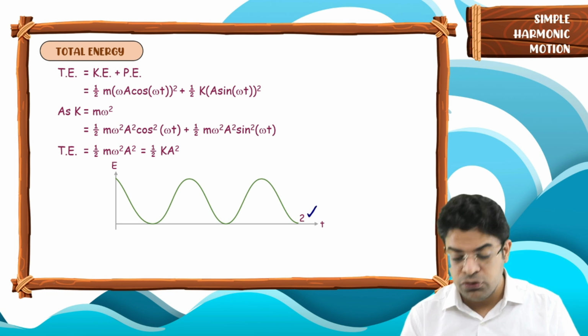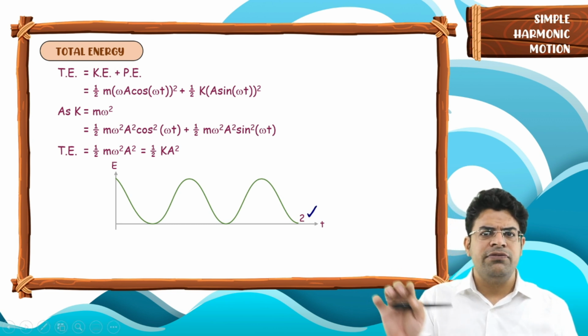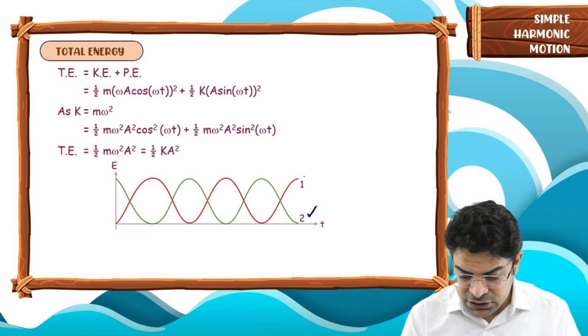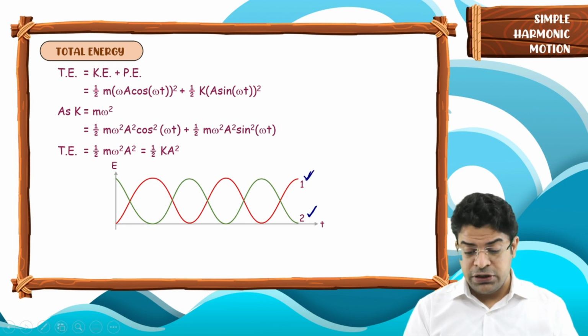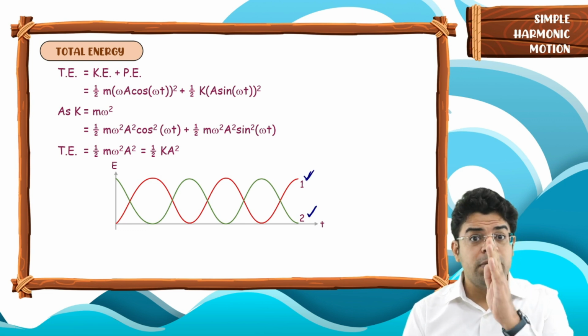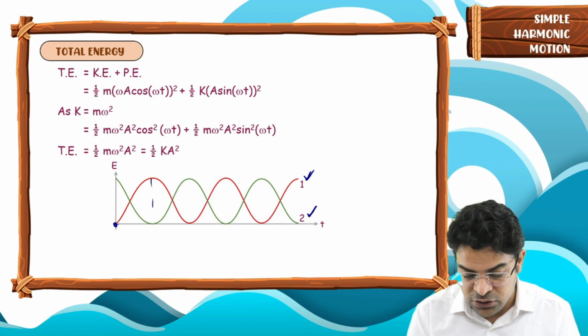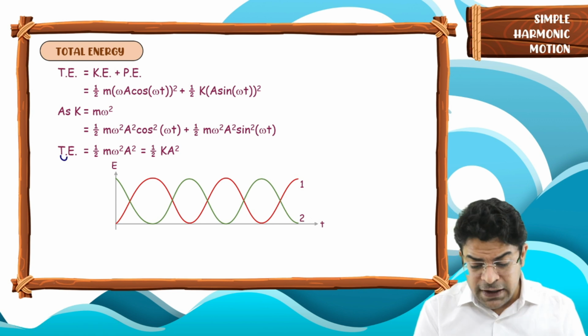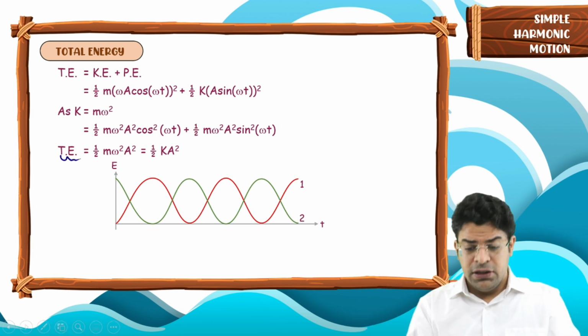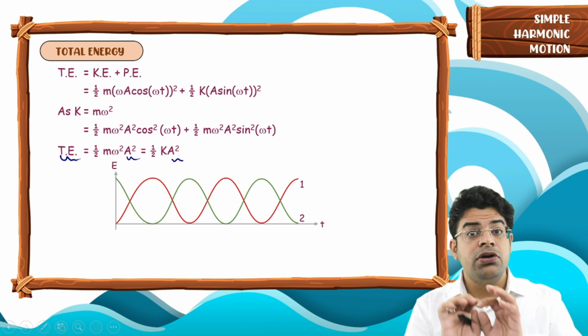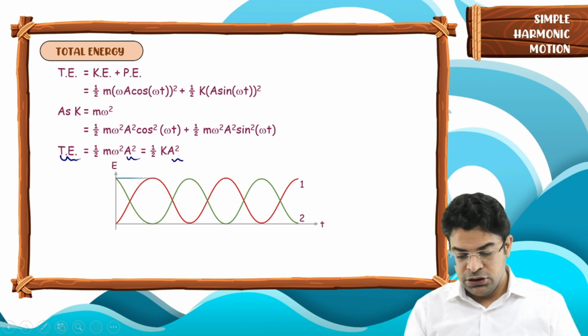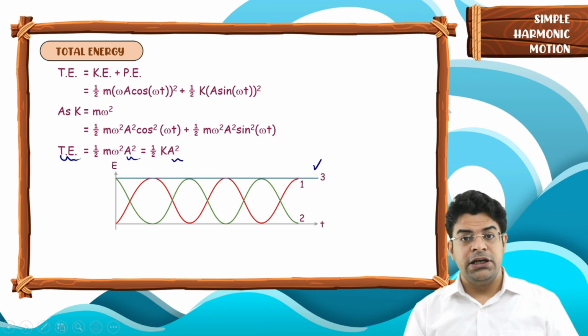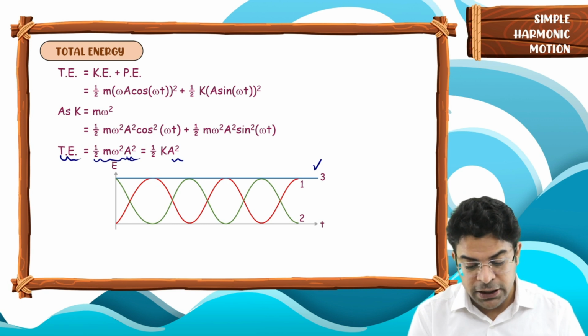So graph 2 shows the variation of kinetic energy with time. Graph 1 shows the variation of potential energy with time. If you start from the mean position, initial potential energy is 0, then maximum, then 0, then maximum, then 0, and so on. But the total energy is time independent. There is no term of time here. So the total energy remains constant. If you visualize the total energy, which is constant, it equals half m omega squared a squared, equals half k a squared.